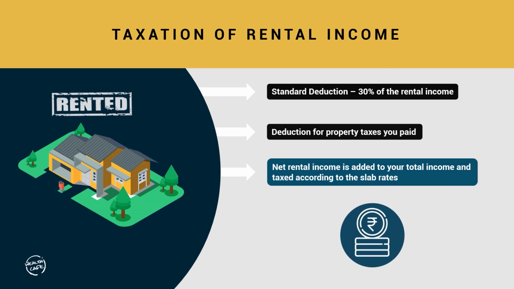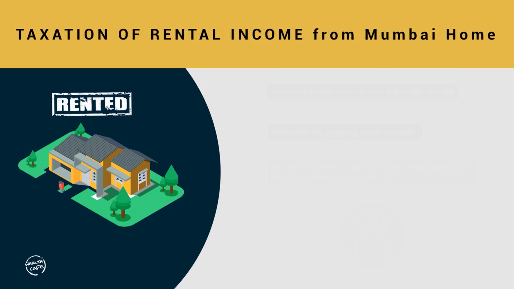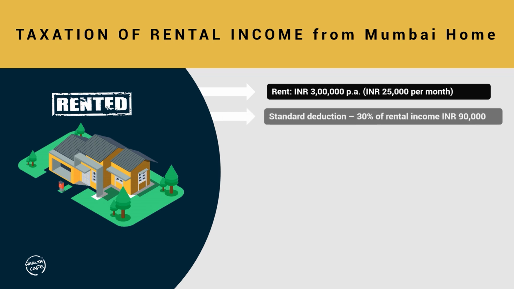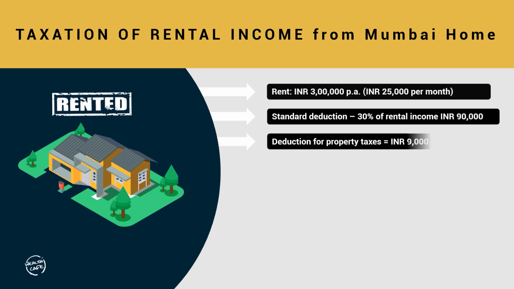If I were to explain this with the help of an example, if your rental income from your Mumbai house that we talked about was 3 lakhs per annum, you will be allowed a standard deduction of 30%, that is 90,000 towards the repair and upkeep of that property. And from that, you are also allowed to deduct an amount of 9,000 towards property taxes.